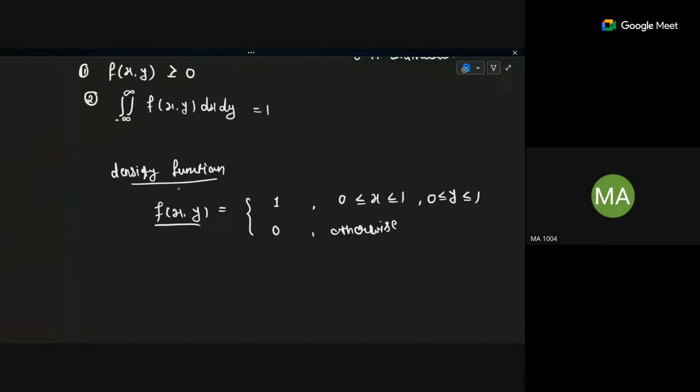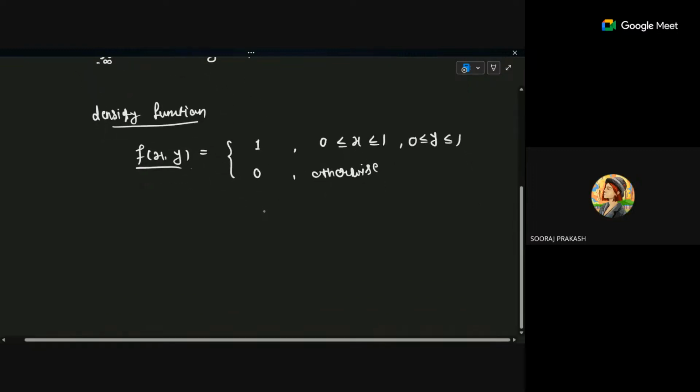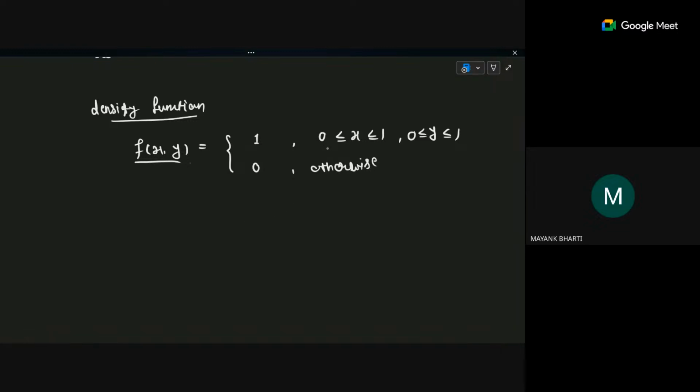Do you remember what kind of thing it is? It is a unit square. How did you get to know that it's a unit square? Because the bounds are from 0 to 1 for both x and y. So ultimately, if we plot it on a graph, we'll get a unit square.